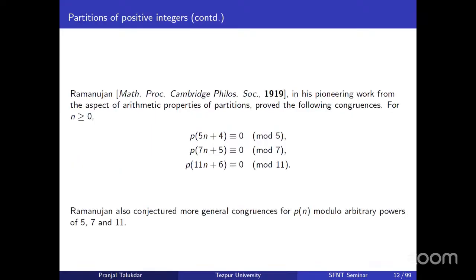Ramanujan, in his groundbreaking work on partition congruences, proved these three congruences for partitions modulo 5, 7, and 11 in 1919. He also conjectured more general congruences for p(n) modulo arbitrary powers of 5, 7, and 11. This actually set the grounds for future mathematicians to look for other arithmetic properties and aspects of the partition function, as well as other restricted partition functions.